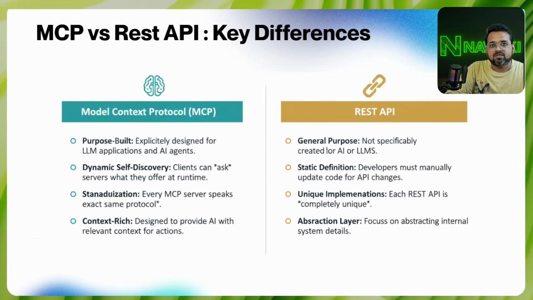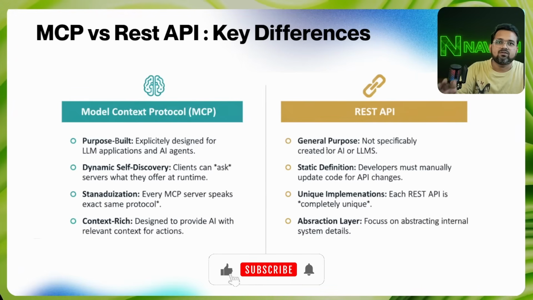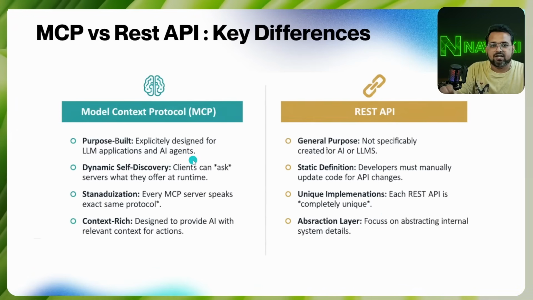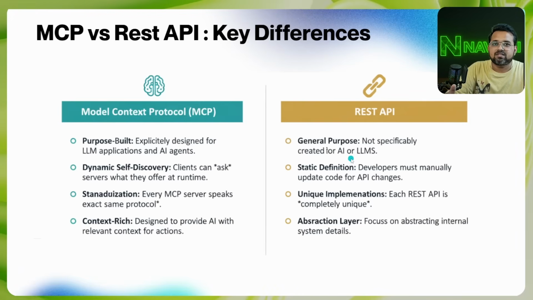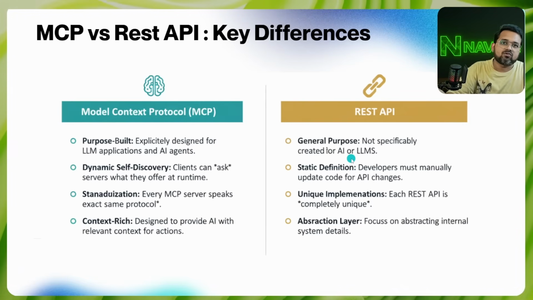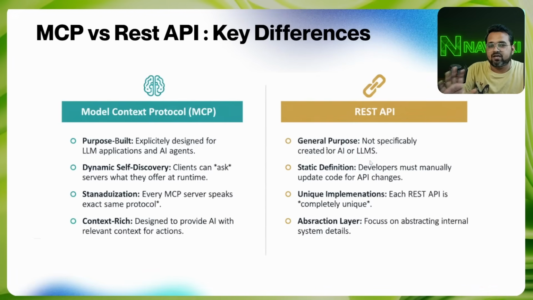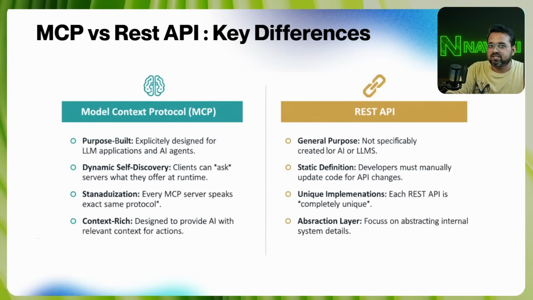So it might seem that they both are doing the same task. So you might think, why do we need two things to do the same task? MCP was explicitly designed for LLM applications and AI agents, and REST API is not specifically created for AI and LLMs. REST APIs are general purpose: any old technology or new technology that will come in future, REST API is compatible with every other tech and they can use it to fetch any information.